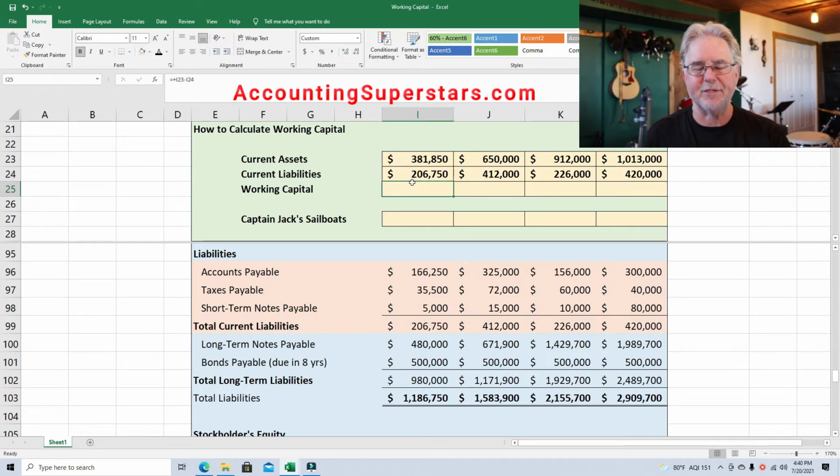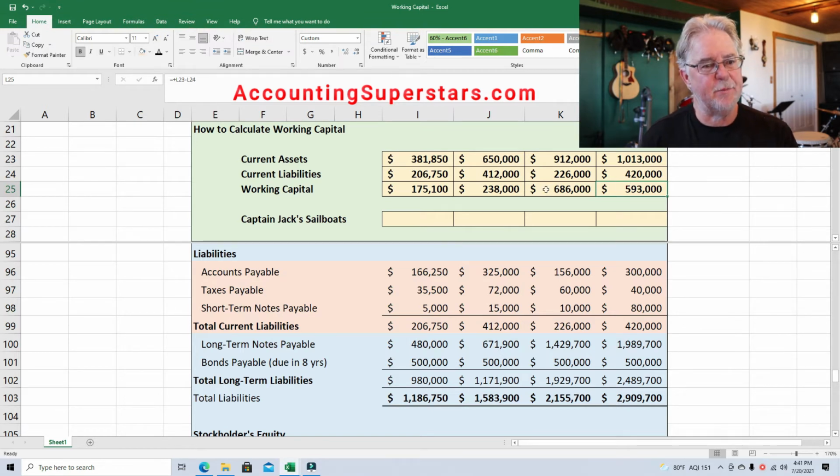So you see what we're doing. Okay, so rather than dividing like we did with the current ratio, we're going to just simply subtract. So it's going to be dollars. So the working capital for year one is 175,100, and subtract again, 238,000, 686,000, 593,000. So there's our working capital, folks.